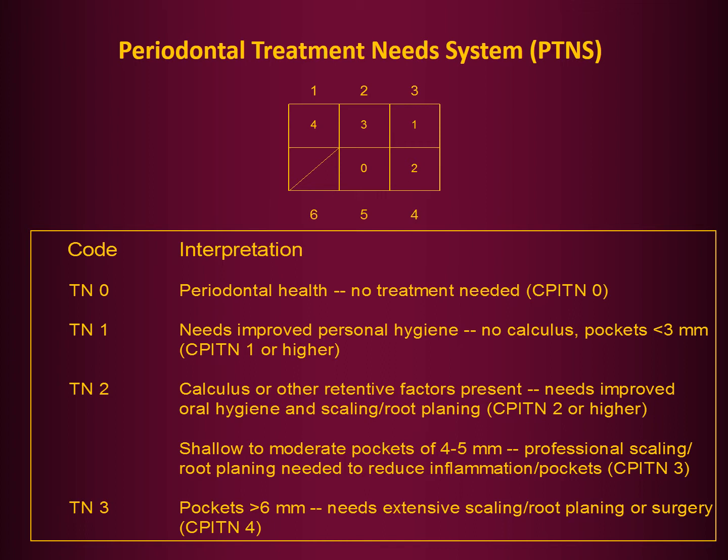Treatment need of 2 means that there's calculus or other retentive factors present, and that person has a CPITN score of 2 or greater. And so they would have pockets that are 4 to 5 millimeters. They'd need professional scaling and root planing to help reduce inflammation, but they would not need more extensive treatment. And that would come in TN3. TN3 are pockets of greater than or equal to 6 millimeters, and that person might need extensive scaling and root planing or some type of surgical therapy to treat their periodontal needs.